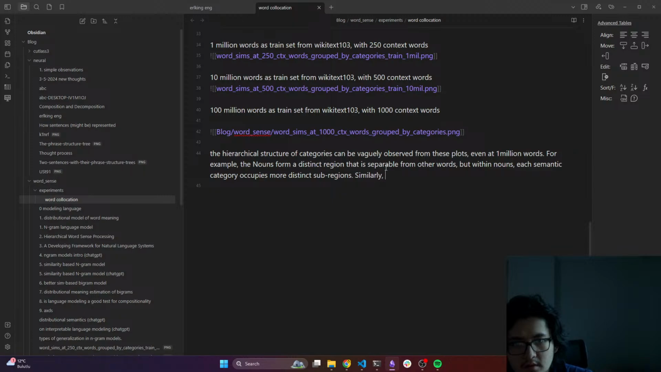Similarly, we have a big cluster of adjectives and smaller subclusters of regular, comparative and superlative adjectives.